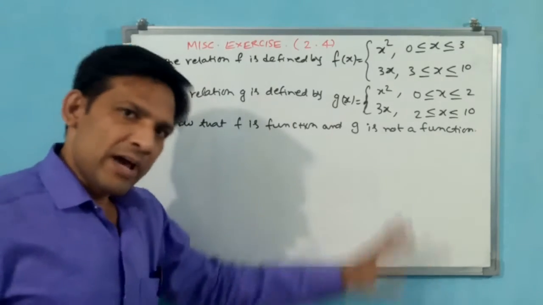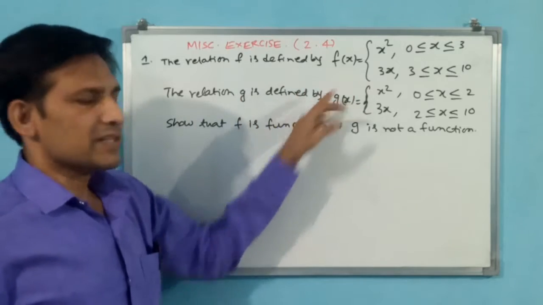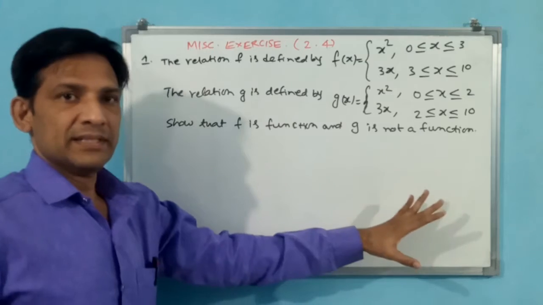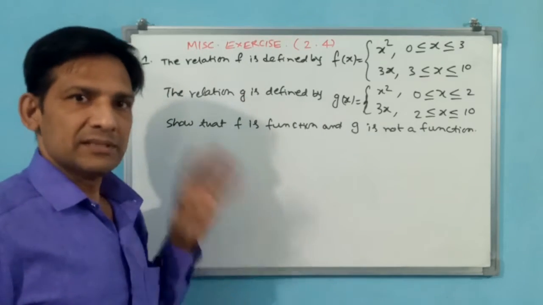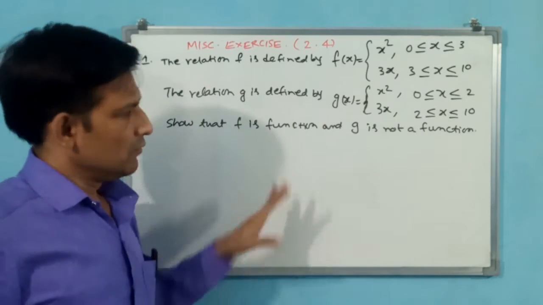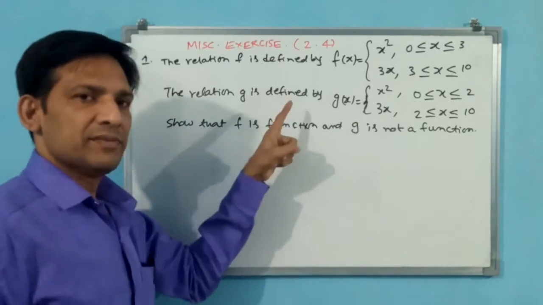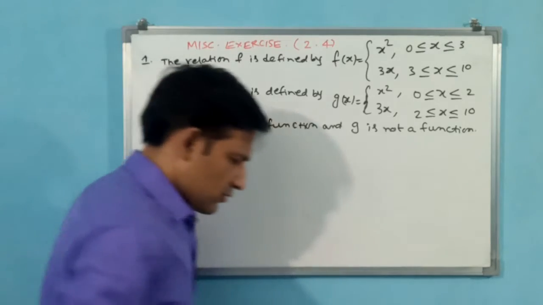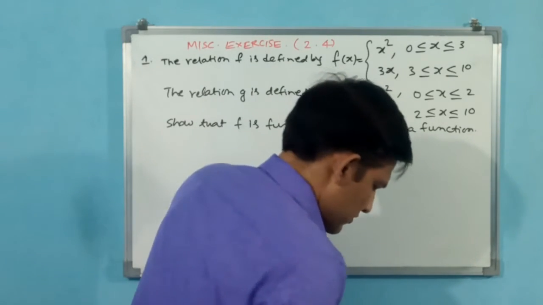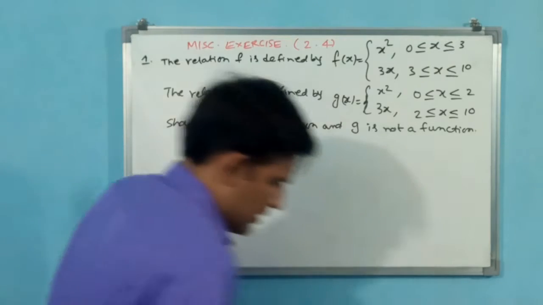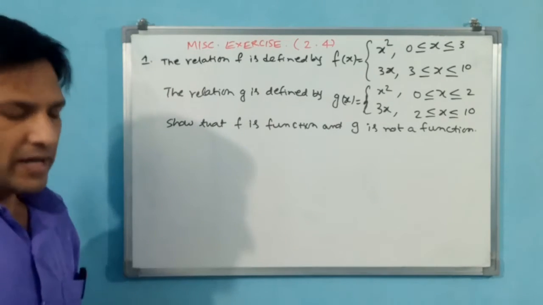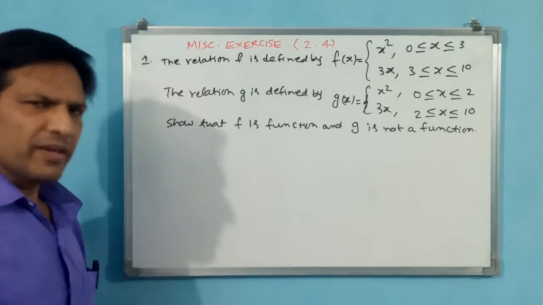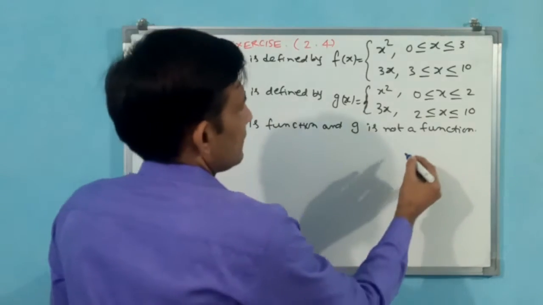Now we will draw the arrow diagram for function f. That means you have to do something. By knowing simply ourselves is not going to give marks. We have to show that because of this it is a function, and because of this it is not a function. For showing that, normally we have to draw an arrow diagram. Let us draw the arrow diagram for f.